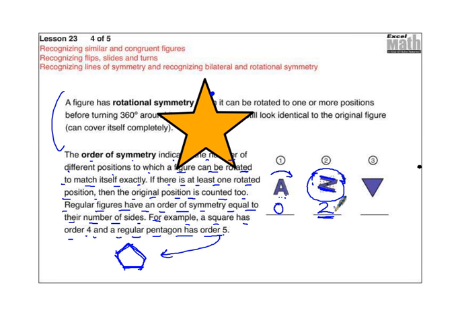Now pause the video and see if you can figure out what the rotational symmetry of number 3 is. Okay, well, this point here, if I spin it around, is going to come up over here, and that point is going to come down there, and it's going to look exactly the same. And I can actually do that 3 times before I get back to where I started again. So the rotational symmetry on that is 3, just like I showed you with the star up here.